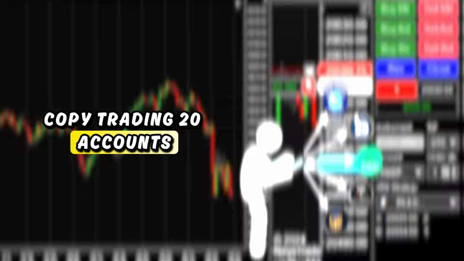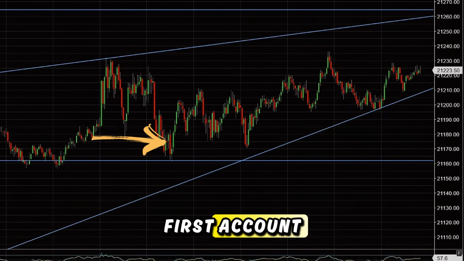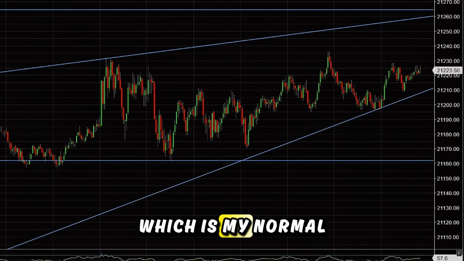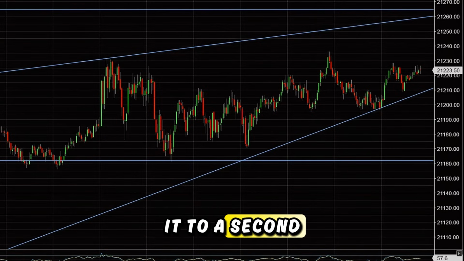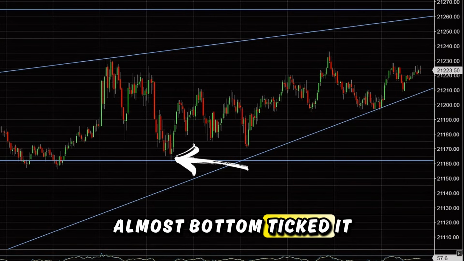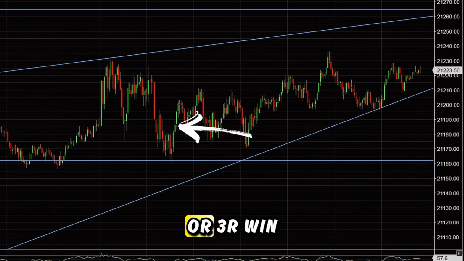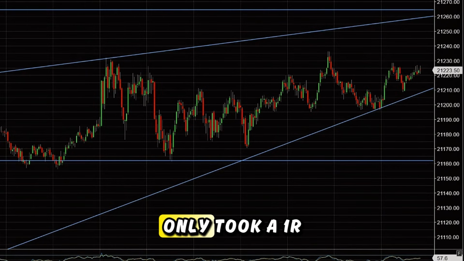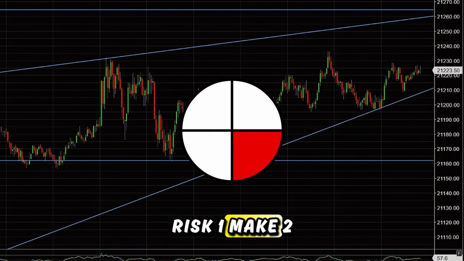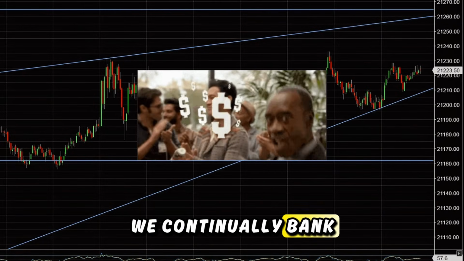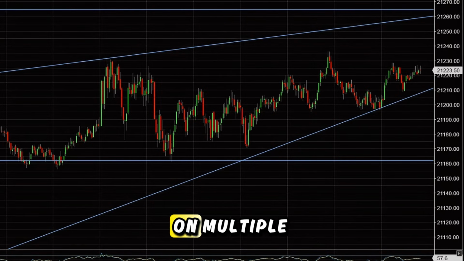so you're not killed on one bad trade copy trading 20 accounts. Let's say you bought the sweep right here on the first account. It stopped you out on 10 points, which is my normal stop loss. But then you rotated to a second account right here, almost bottom ticked it, and now your second account gets a 2R or 3R win, whereas your first account only took a 1R loss. Risk 1, make 2 to 3. That's how we continually bank, by allowing multiple entries on multiple accounts.